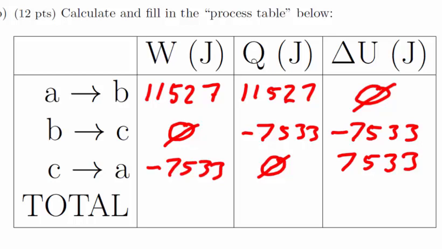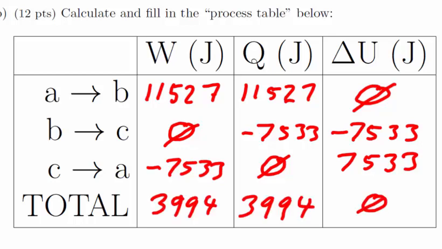We can now calculate the totals all the way across. We have positive 3944 joules of work overall, 3944 joules of heat, and no change in internal energy. This line makes sense, and so we're ready to move on. Why does it make sense?